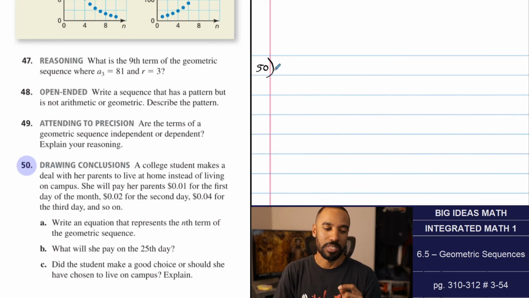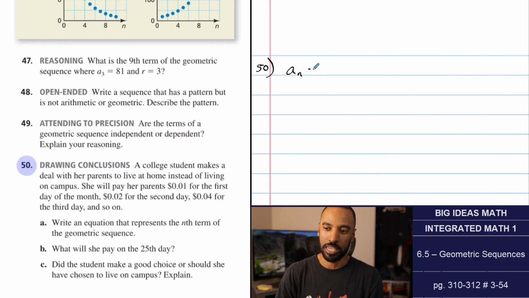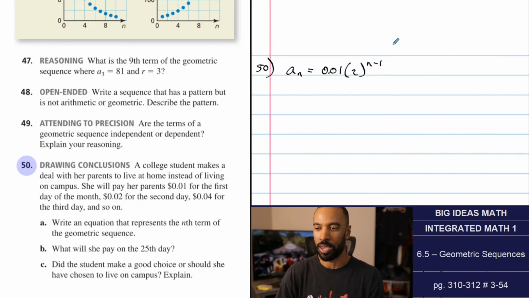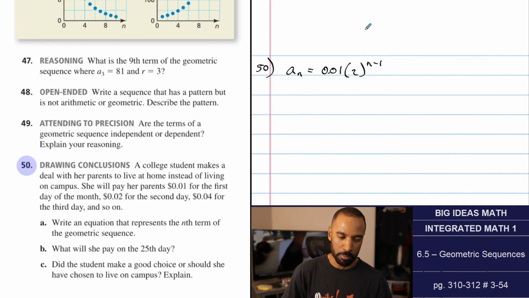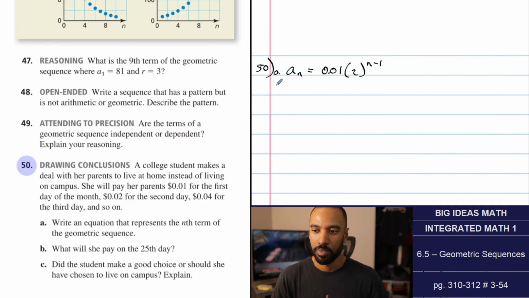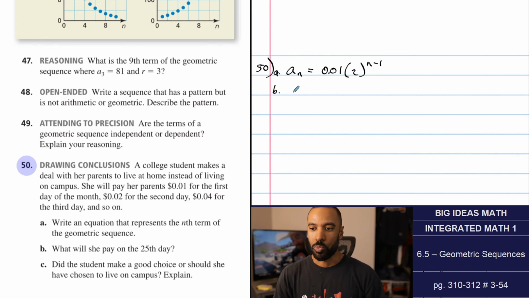Write an equation that represents the nth term for the geometric sequence. First of all, we start with 1 cent for day 1, and you double your amount each day. So you want to use n minus 1 as the power. That way you're multiplying by 2 one less time than the day number. So that's part A. Part B, what will she pay on the 25th day?